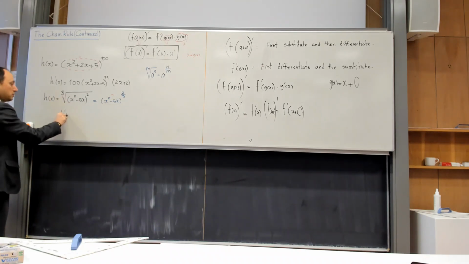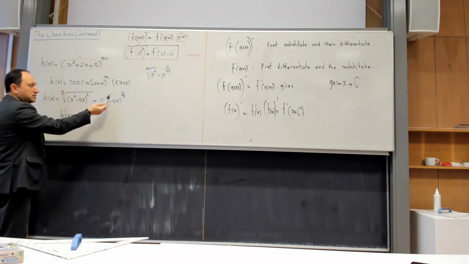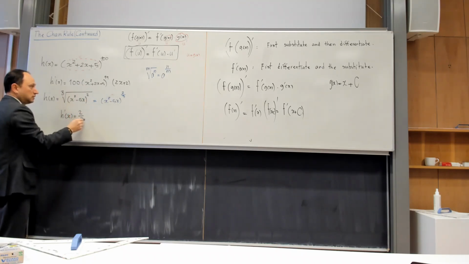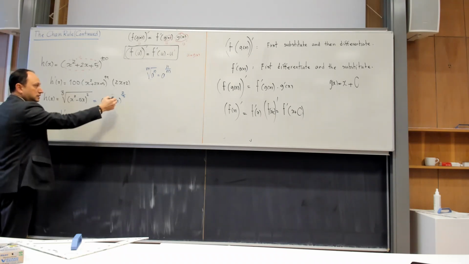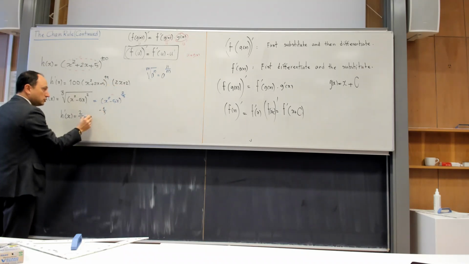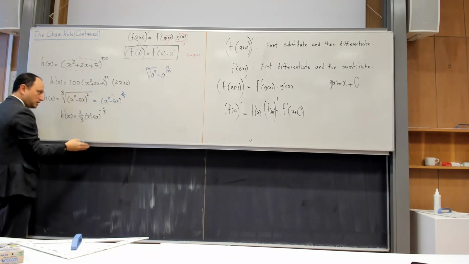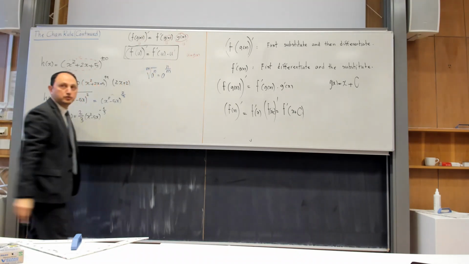So h prime of x becomes equal to what? You can imagine that u is x. What do you do? You bring 2 over 3 down. You write u to the power of 1 unit less. What is 1 unit less? 2 over 3 minus 1 is minus a third. But instead of u, you just write this one. If it was x, the process was finished here, but now you have u, because of the chain rule, you have a u prime at the end.